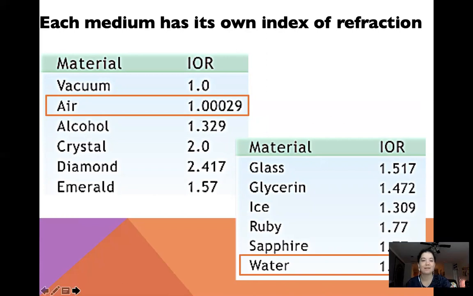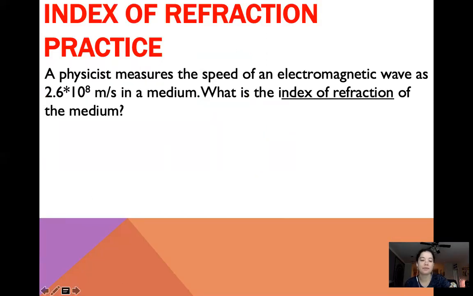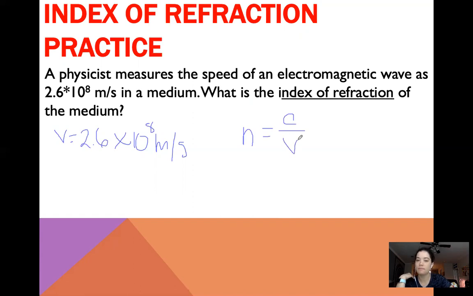Okay, keep going. So we're going to do an example. A physicist measures the speed of an electromagnetic wave, or maybe just a light wave, as 2.6 times 10 to the 8 meters per second. We want to know what the index of refraction of the medium is. So we know the velocity of this wave is 2.6 times 10 to the 8 meters per second. We want to know the index of refraction. So I'm going to use N equals C over V.